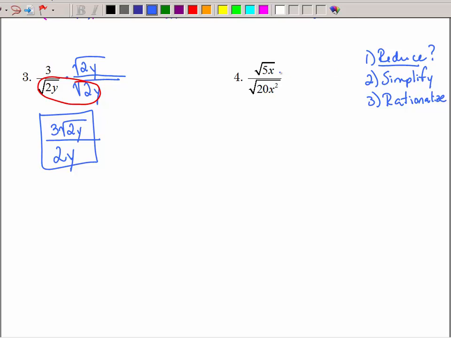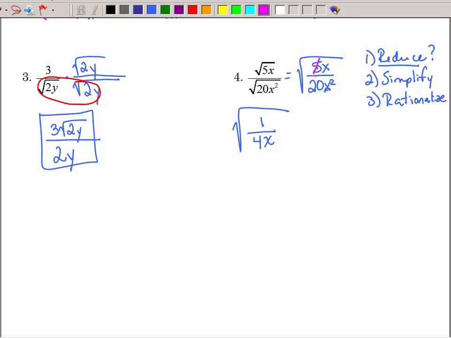All right, let's look at problem number 4. Can I reduce? Again, since they're both under the square root, you could think about that as one large square root sign. I can reduce that. So let's see, 5 goes into 2 4 times, and I can reduce the x's. It would stay on the bottom, and of course that leaves me a 1.